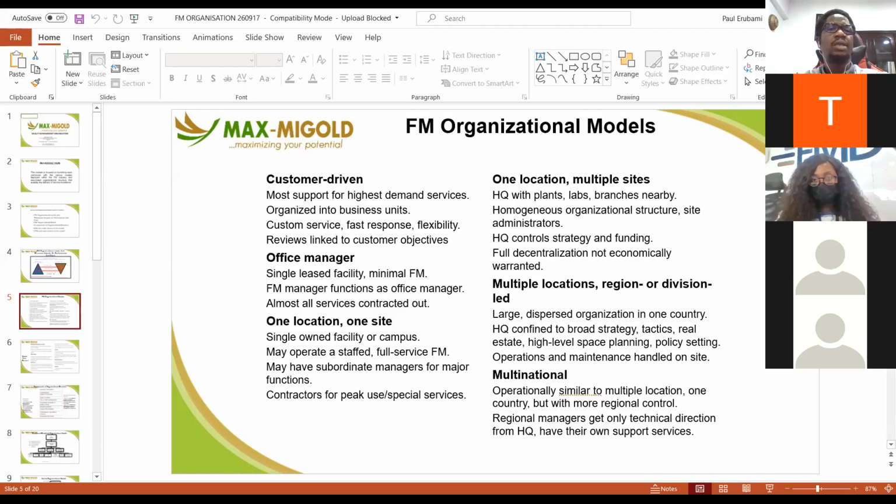And in many cases, they do many of their activities live, direct. But of course, they will also have contractors who are called in to do routine and call-out services as well. As the organization gets bigger, or you find yourself in a bigger organization, you could have one location, multiple sites. This is typical of what you have amongst the banks, retail chains, and so many other types of organizations, church having branches across the country and so on and so forth.